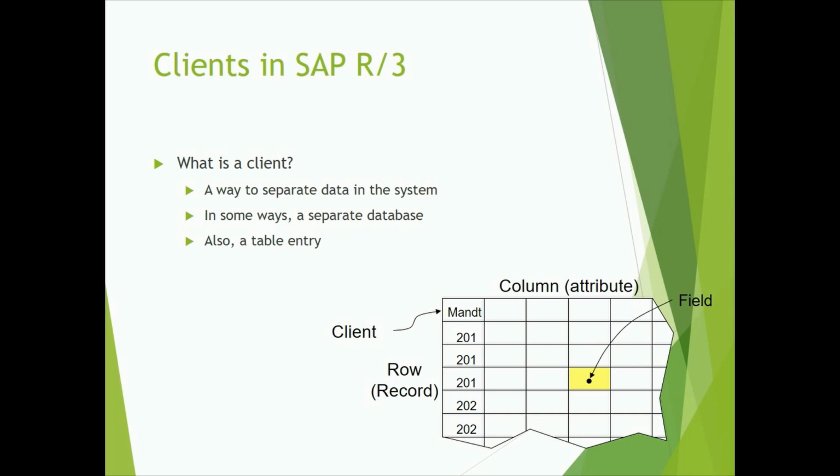So what is a client in SAP R3? A client is a way to separate data in the system, in some way like a separate database or table entry. So we have different clients on one SAP ERP system. Like you can see in this screen, there is a mandatory column which has 201 and 202. 201 is one client and 202 is a different client.